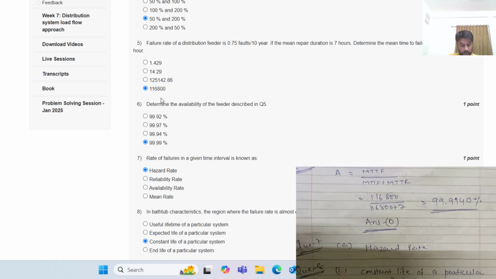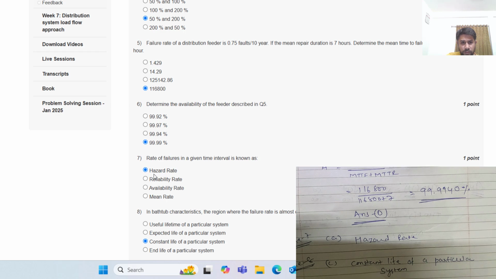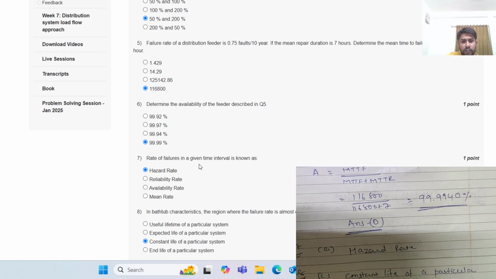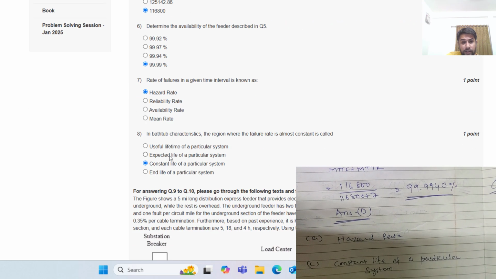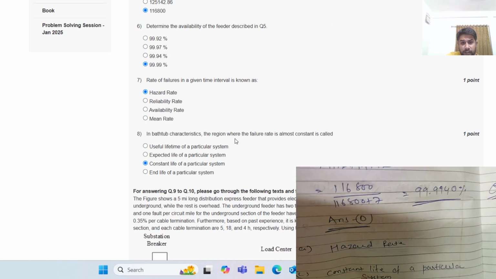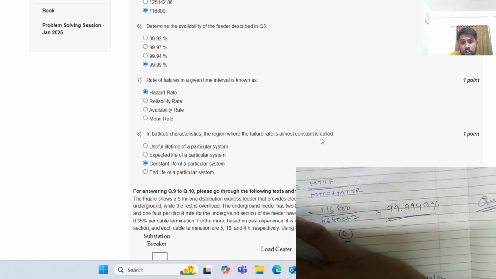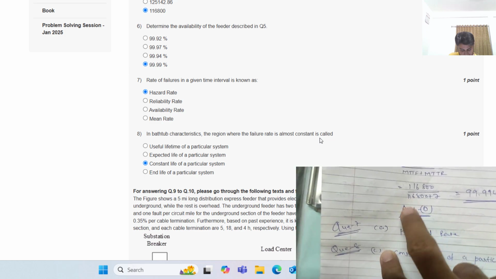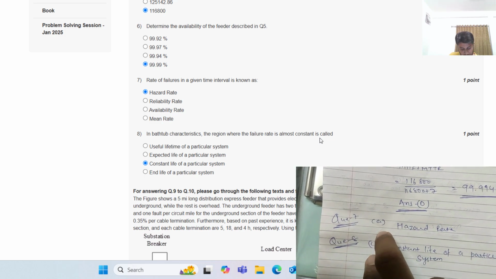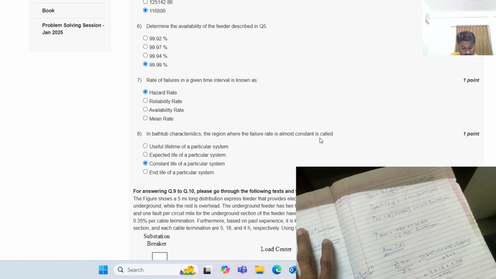Now in case of question 7, the rate of failures in the given time interval is also known as the hazard rate, and in the bathtub characteristic, the region where the failure rate is almost constant is called the constant life of a particular system. So answer is C, and in question 7 answer is A.